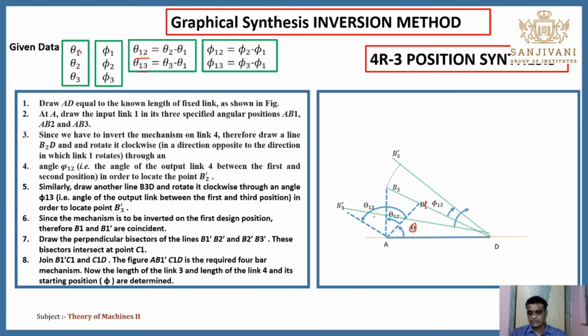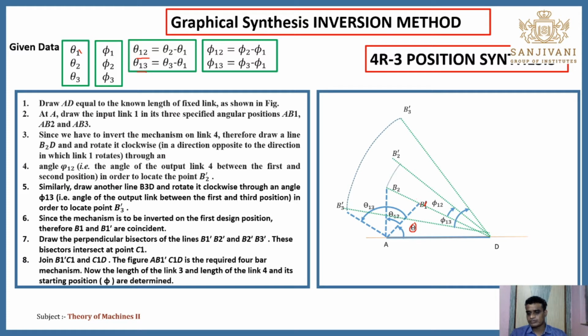Next again you have to take an angle of phi 1 3 from this position. You need to draw one line. Again you have to take this DB3 as a radius, again D as a fixed point. You have to draw one arc. This arc intersects this line at point B3 dash.